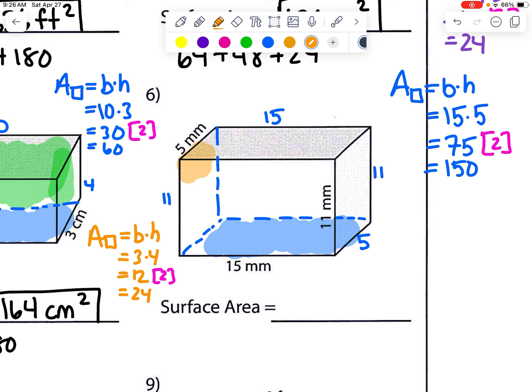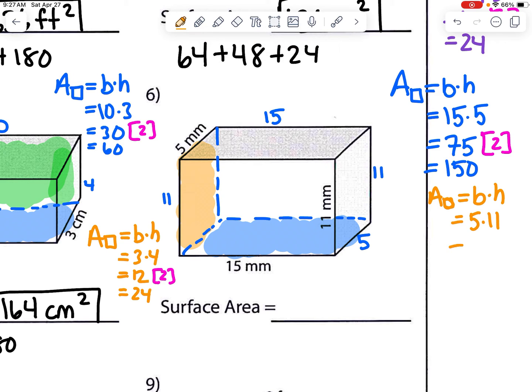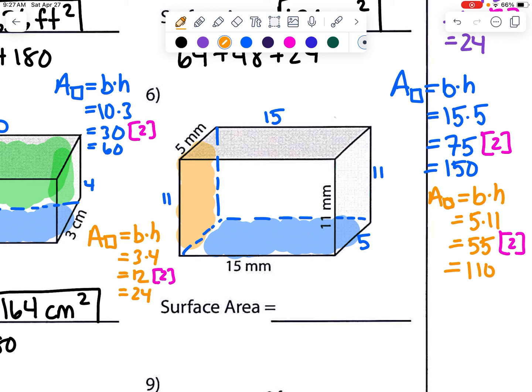Okie dokes. Let's do this left rectangle. The left rectangle is a 5 by 11. 5 by 11. So 5 times 11 is 55. And again, we would have 2 of them because we would have the right side be the same. Okay? So 55 times 2. 55 times 2 is 110.